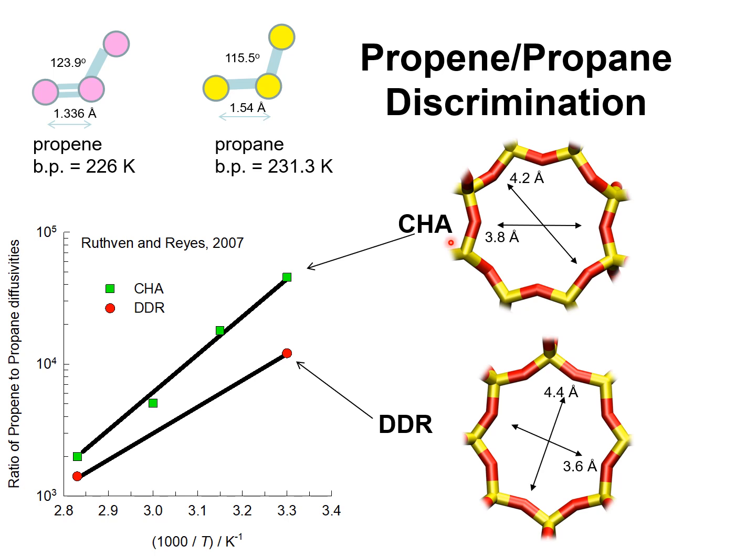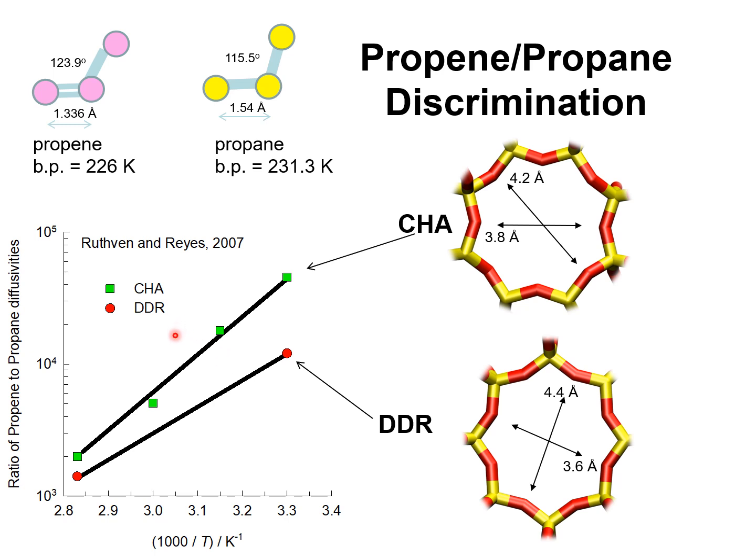Chabazite zeolite, suggested as an adsorbent for propene-propane separations, is a cage-type zeolite where adjacent cages are separated by windows which are 4.2 angstrom in this direction and 3.8 angstrom in this direction. Due to subtle differences in the bond angles and bond lengths between propene and propane, the ratio of diffusivity of propene to propane is a few orders of magnitude high, as reported in this paper by Ruthven and Reyes.